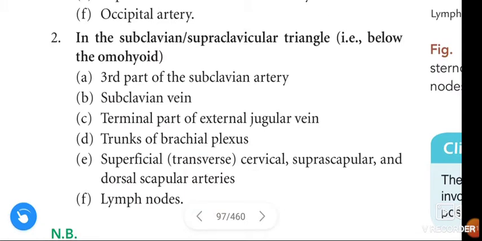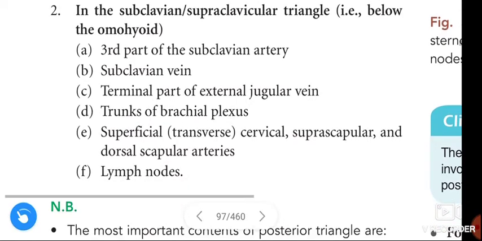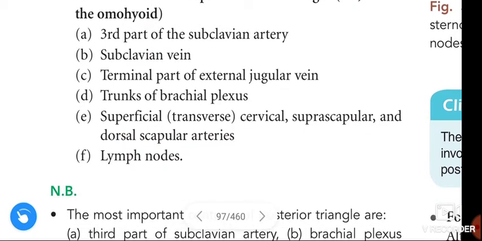Next, contents in the subclavian or supraclavicular triangle, that means below the omohyoid. See one by one. Third part of subclavian artery, subclavian vein, terminal part of external jugular vein, trunks of brachial plexus, superficial or transverse cervical nerve, superficial or transverse cervical artery, suprascapular artery, dorsal scapular artery, and lymph nodes.